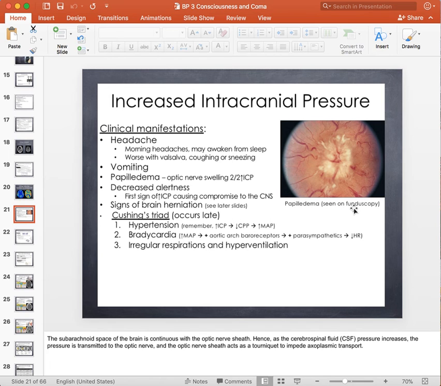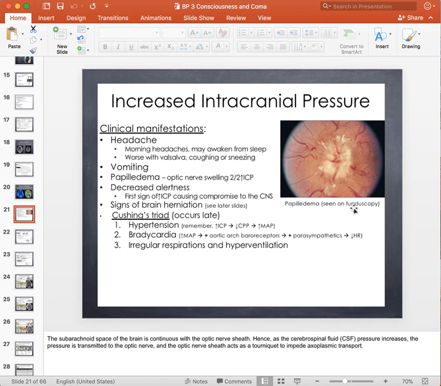Cushing's triad occurs because, as we said, as the body's trying to compensate for the decreased perfusion pressure to the brain, it tries to get more blood to the brain by increasing blood pressure. So you get hypertension. That blood pressure increase is detected by your baroreceptors, which then in turn activates the parasympathetic, so you actually get a decreased heart rate. And the last part of the triad is irregular respirations, hyperventilation that occur because of the respiratory control centers in the brainstem starting to be compromised.